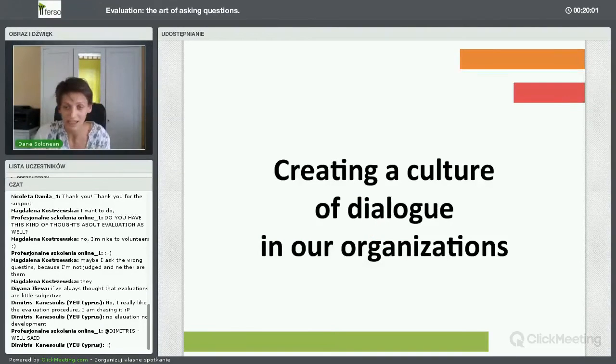So this being said, I think what we should do is to try to create a culture of dialogue in our organizations, and to try to change focus from dealing with problems into evolving or into developing. And actually, in all the rest of the slides and the presentation, for each piece of information that I will be giving you, I will try to emphasize this need for dialogue and this need for changing the perspective, and you will see how.